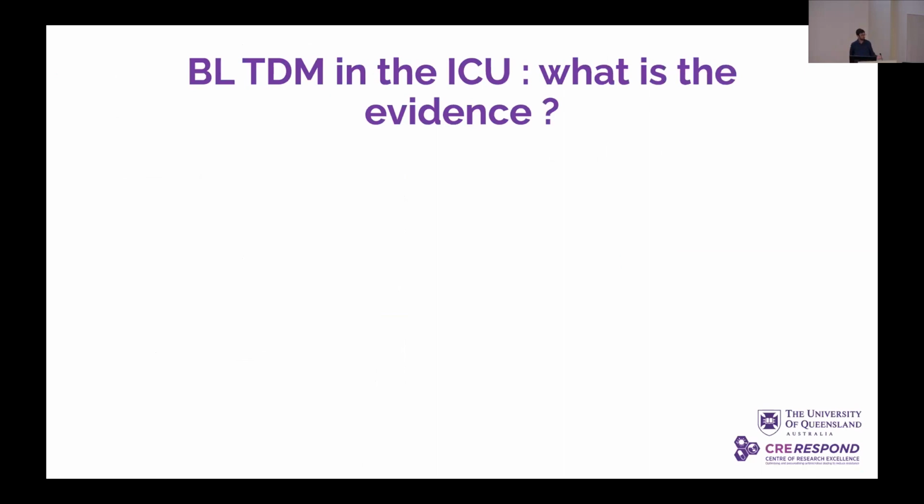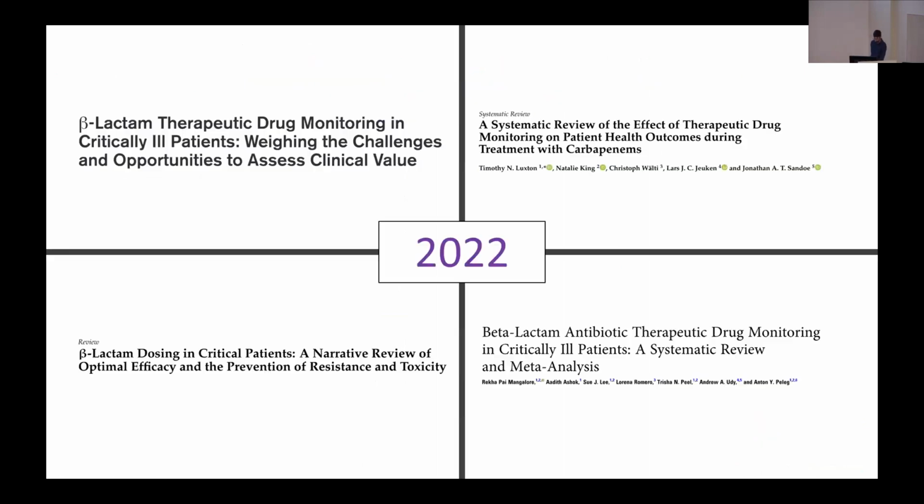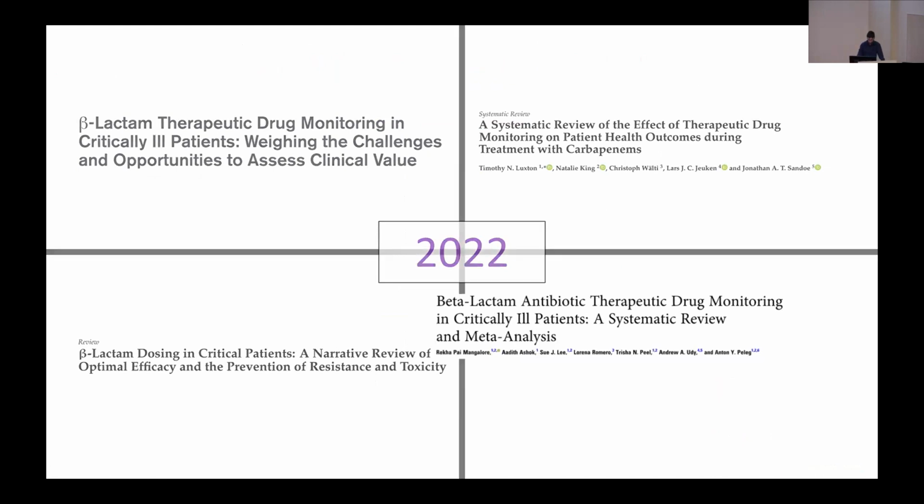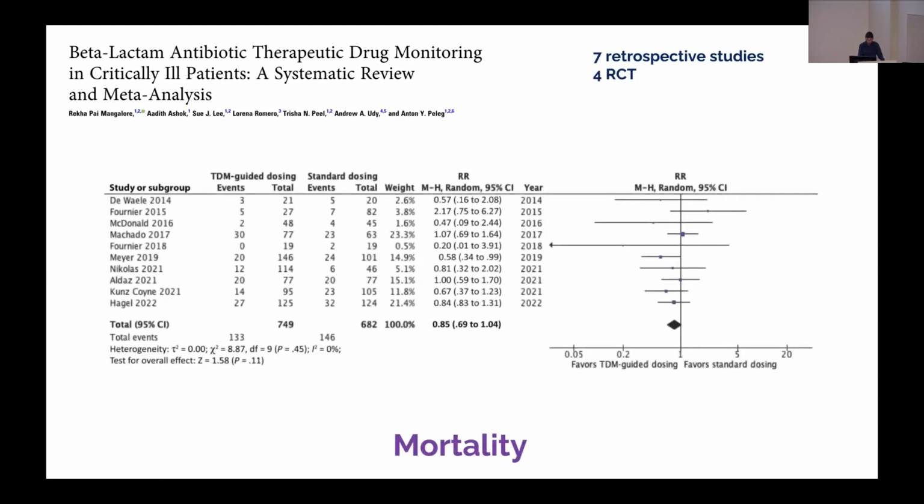So let's move to the clinical evidence for beta-lactam. During the year 2022, 4 systematic reviews and meta-analyses have been published, and we will focus on one of them from Mangalore. This meta-analysis includes 11 studies, but you can see that there are only 4 randomized controlled trials. And we will look at the outcome.